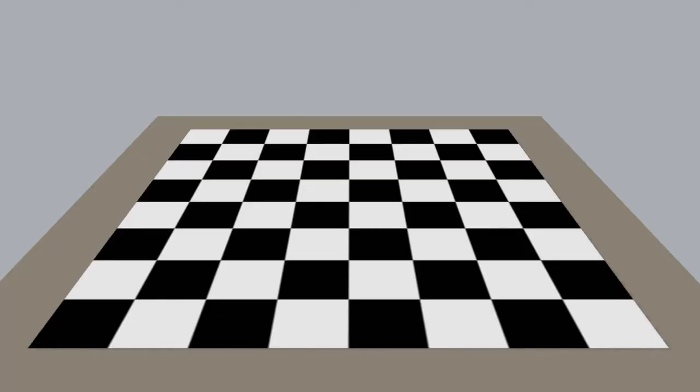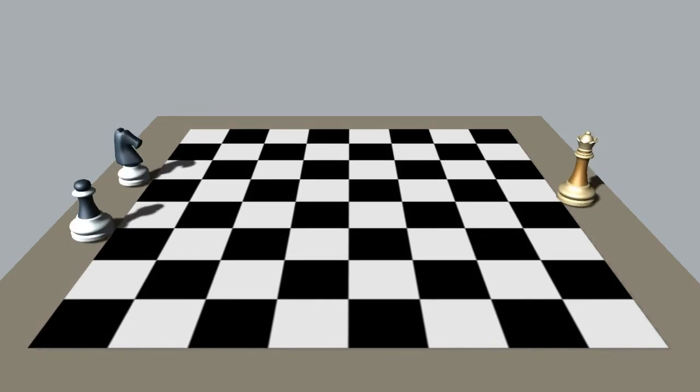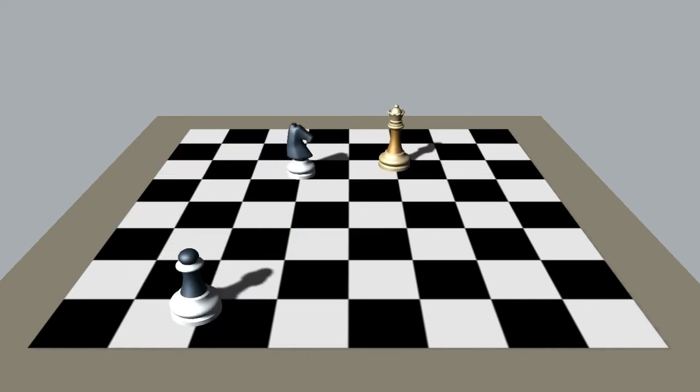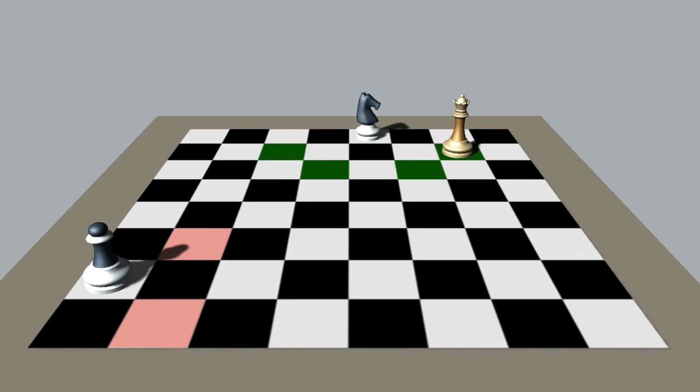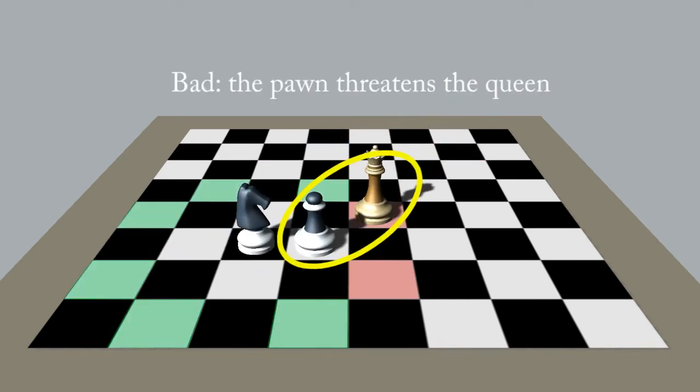To illustrate our approach, consider a chess puzzle where the chess board is our room and the chess pieces are the application components. Let's say we want to place a black pawn, a black knight, and a white queen, such that the knight threatens the queen and the pawn does not. We term these rules self-consistency constraints, as they describe the relationship between application components.